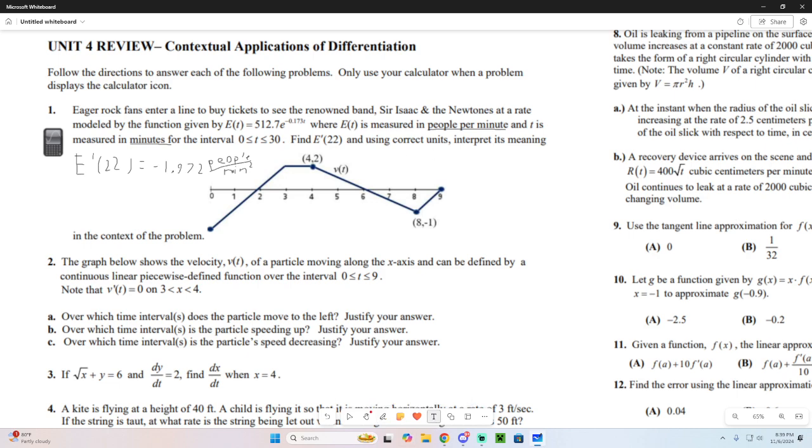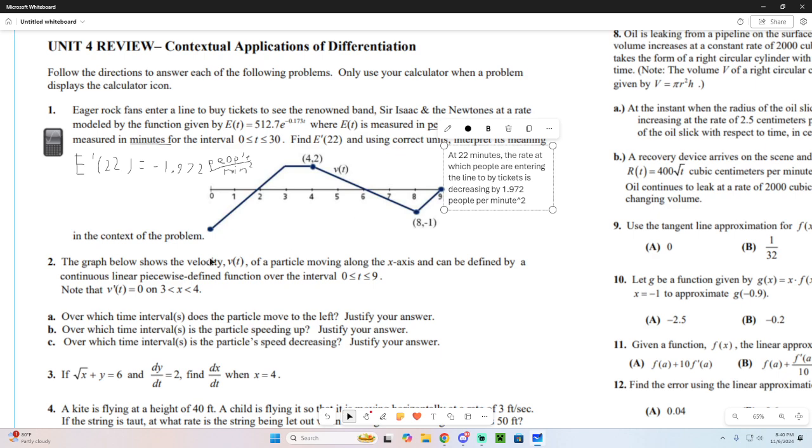Alright, and then for our meaning, we can say the rate at which people are entering the line to buy tickets is decreasing by 1.972 people per minute squared. And then you can say at 22 minutes if you want. At 22 minutes, the rate at which people are entering the line to buy tickets is decreasing by 1.972 people per minute squared.